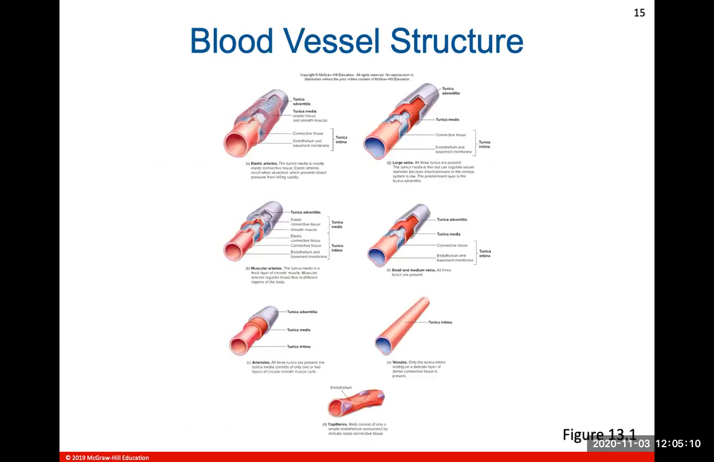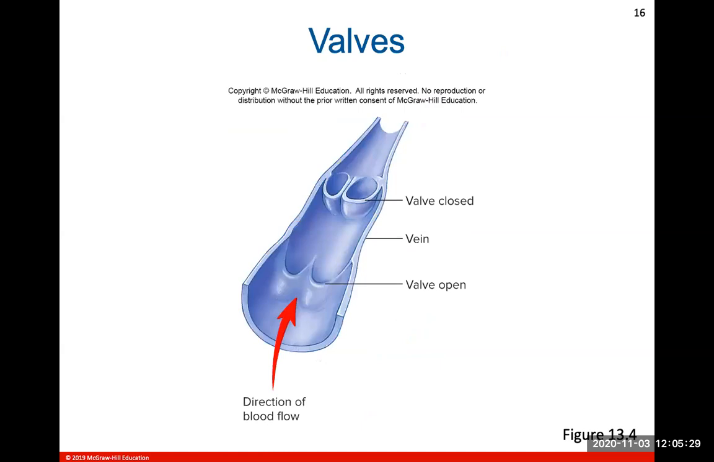So here's blood vessel structure then, looking at different arteries and veins, and then the capillaries are there. Again, they're the thinnest. And again, you can see how the arteries, all of them have much thicker tunica media layers, which is the smooth muscle layer to control blood flow, whether they constrict or dilate.